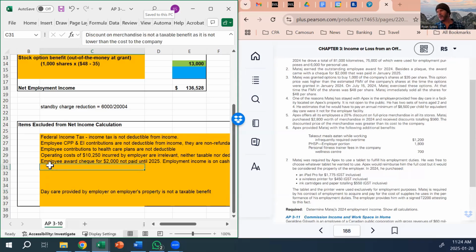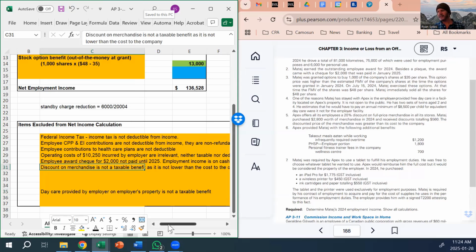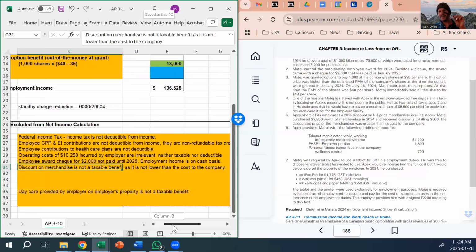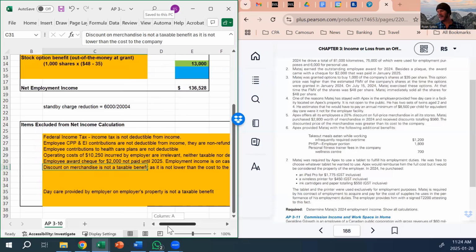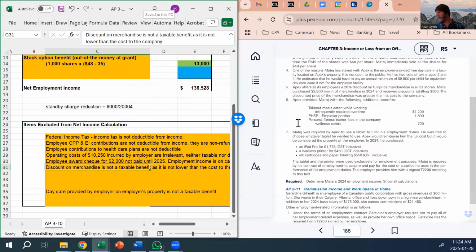Now, with merchandise, it works kind of similar, but also kind of different. The discount on merchandise here that he's getting isn't a taxable benefit because it doesn't go lower than the cost to the actual company. If they had provided a discount to Matei that was lower than what they actually paid for the merchandise, then yeah, there's a benefit associated with that. But in this case, because they're not offering it below cost, there's no benefit. So again, this guy's getting a discount. Great. He's paying less than what everybody else would pay, but not less than the company paid. So there is no benefit associated with that. This is, again, another non-taxable benefit for our buddy Matei.